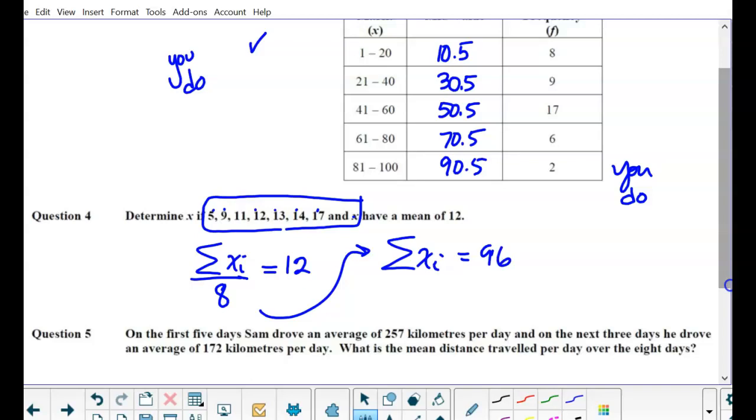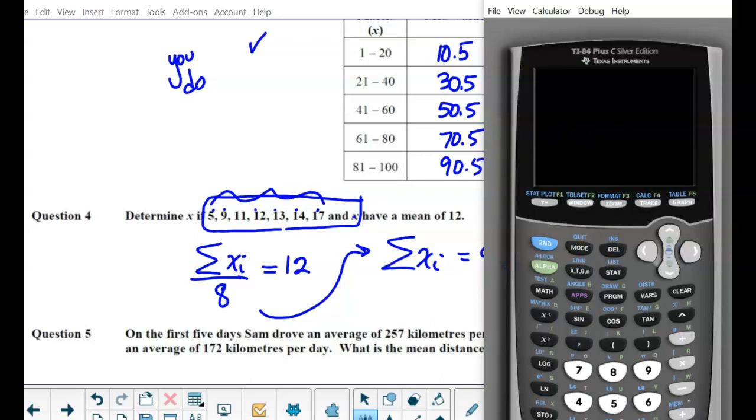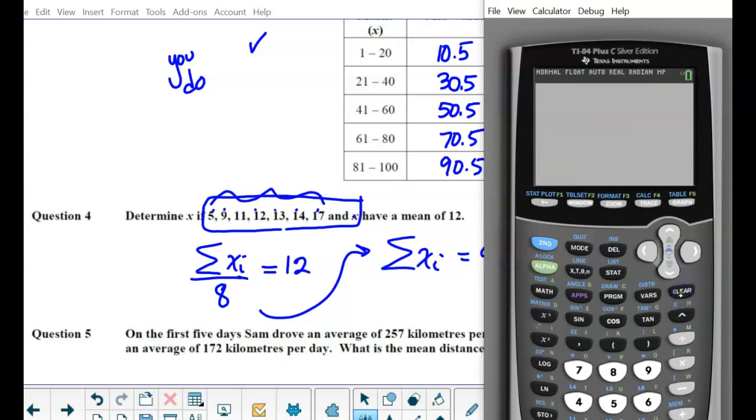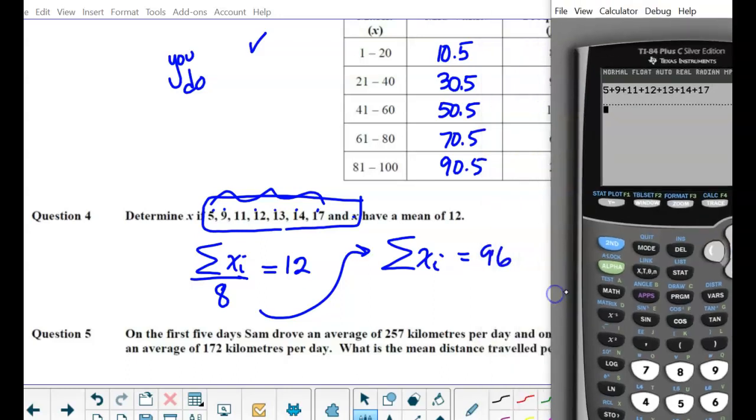Okay, so then we're going to have whatever this is plus x. So you want to add your 5 plus 9 plus 11 plus 12 plus 13 plus 14 plus 17 is 81 plus x has to equal 96. So x would be 50.